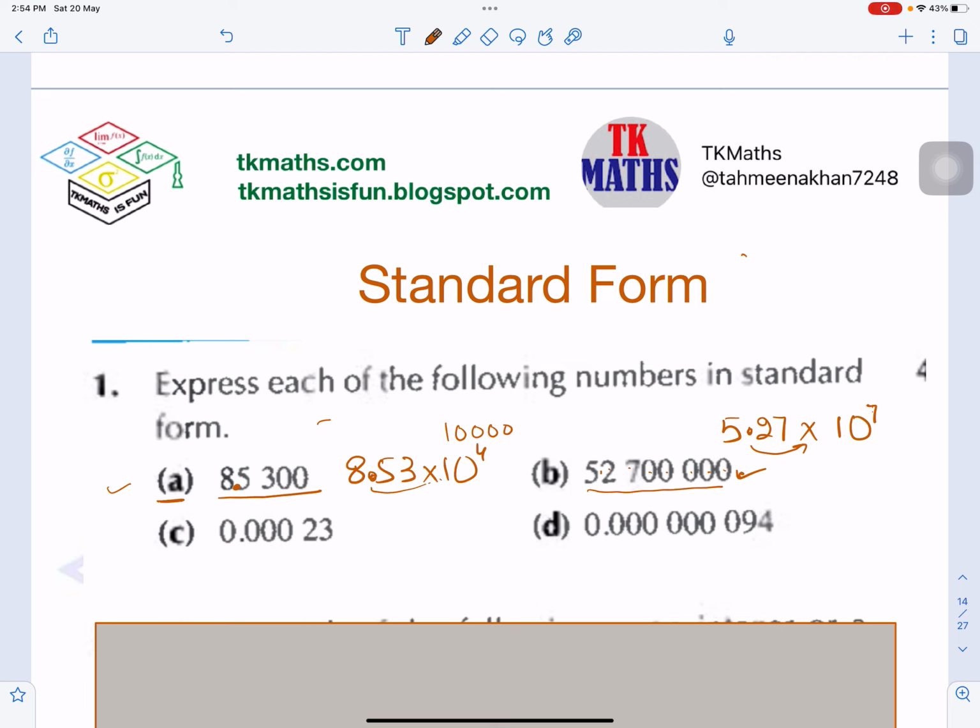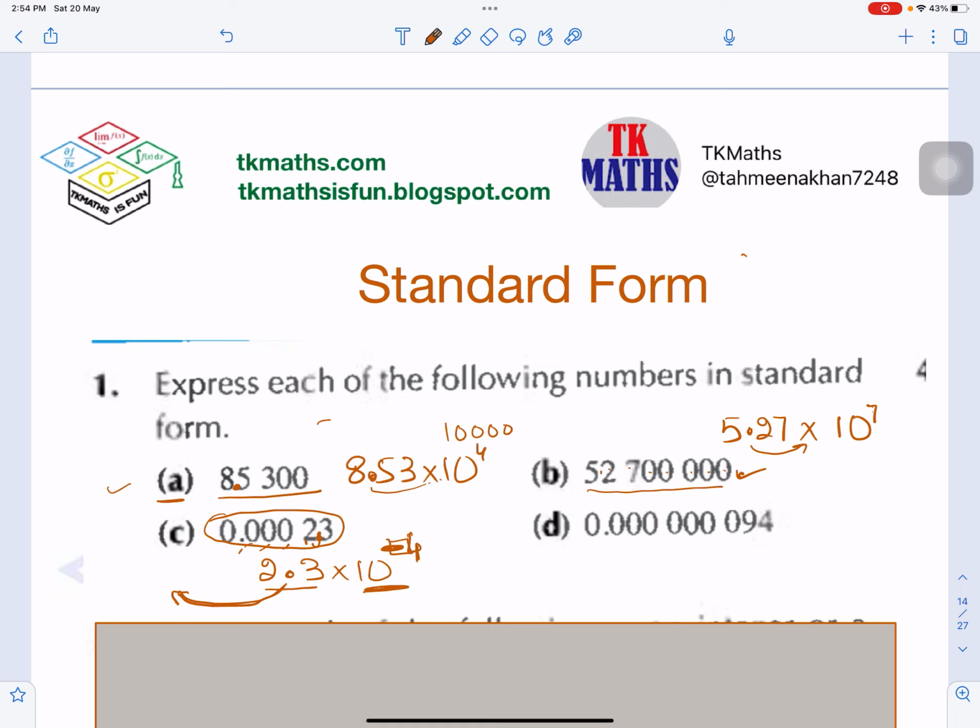Now let's see part C. Right now the decimal is here, but where do you want it? You want it here between 2 and 3. So basically you want to change this question into 2.3 into 10 power something. But now when this 2.3 is multiplied by this thing, where should the decimal go? Left. Why? If it goes left, only then will you make it equal to the question. Now how many places should it go to the left? If you count from the question, 1 digit, 2, 3, 4. So that's why you will write here minus 4.